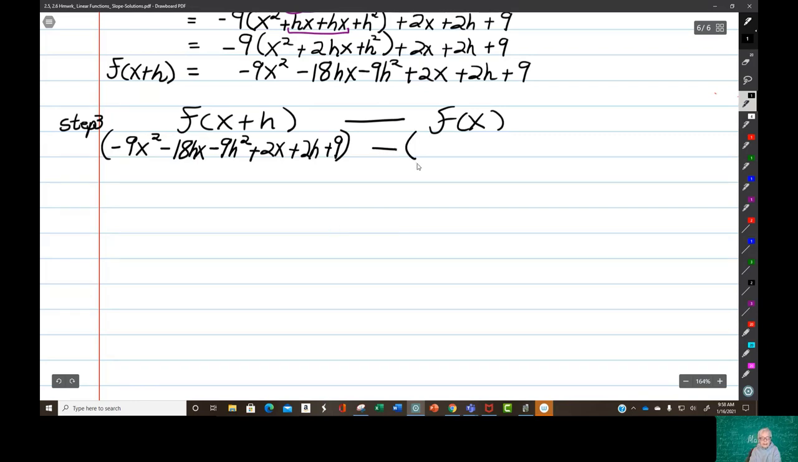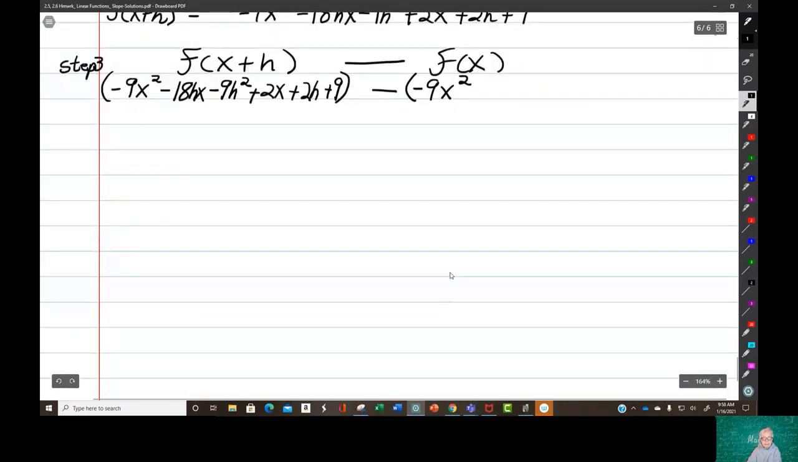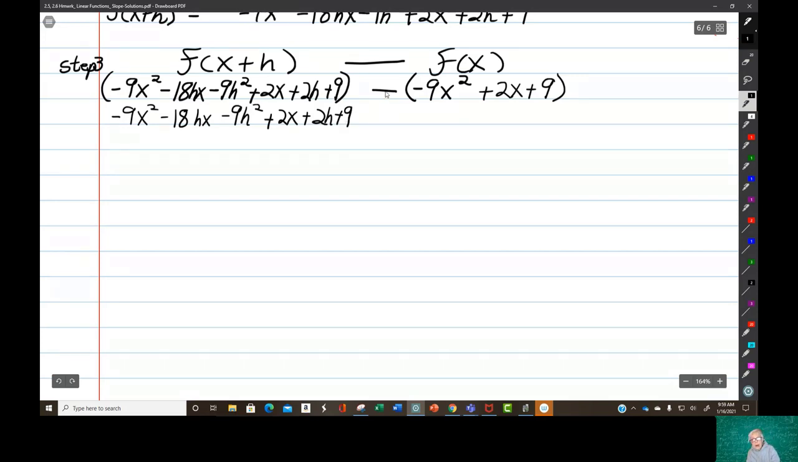minus parentheses, negative 9x squared plus 2x plus 9. Okay. Now again, I'm going to be very organized by what I do. This is negative 9x squared minus 18hx minus 9h squared plus 2x plus 2h plus 9. You have to distribute that minus sign to every term in the parentheses.